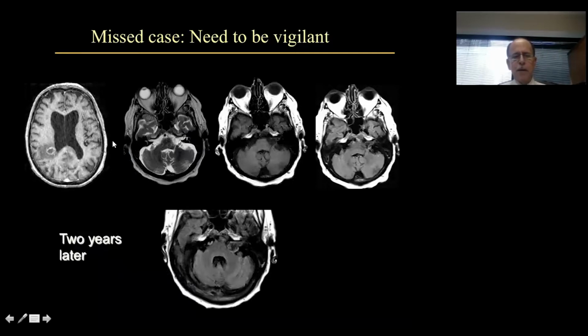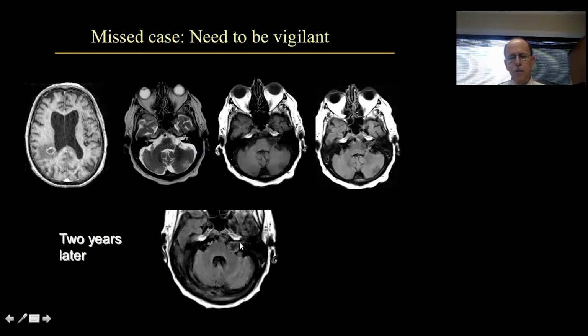This is another, I think, difficult case to pick up. This is a patient who had a vestibular schwannoma that was cystic and looked abnormal if you're looking. This canal is too wide and there's a mass in the CP angle, but this was missed in this patient who was being worked up for a brain abscess.